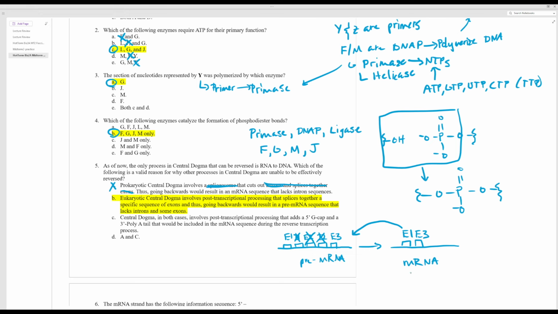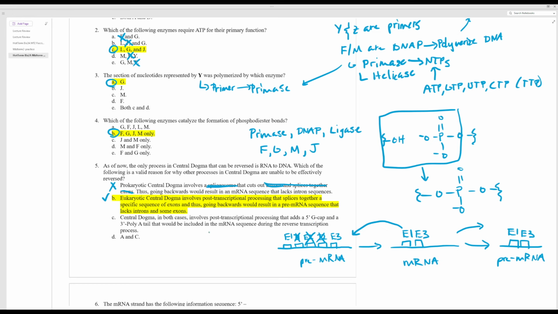If I try to go from my mRNA back to my pre-mRNA, I'd have a pre-mRNA that has exon 1 and exon 3, because there's no information encoded in here for exon 2 and the two introns. So your pre-mRNA would be lacking an exon and two introns. So that works. C, Central Dogma in both cases involves post-transcriptional processing that adds a 5' G cap and a 3' poly A tail that would be included in the mRNA sequence during the reverse transcription process.